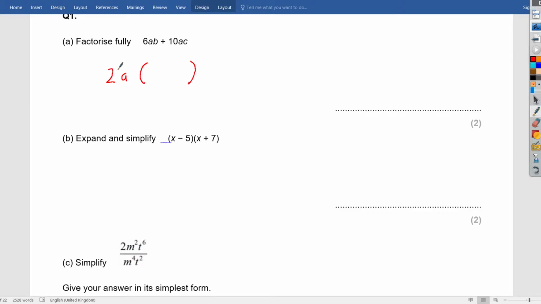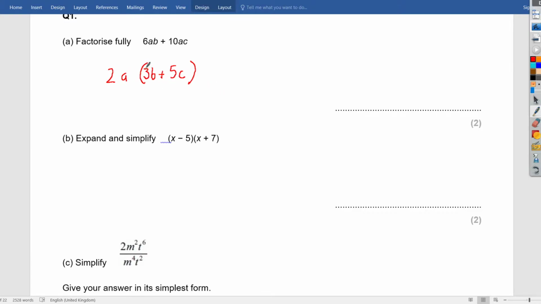what is 6 shared by 2? It's 3. 2 times 3 is 6. I've got the A there, so that'll give me 6A. What am I missing? B, so that will be 3B. Same symbol goes here, so add. And then how many 2s go into 10? It's 5. I've already got the A there. I'll introduce the C. You can double check this when you're working this out.